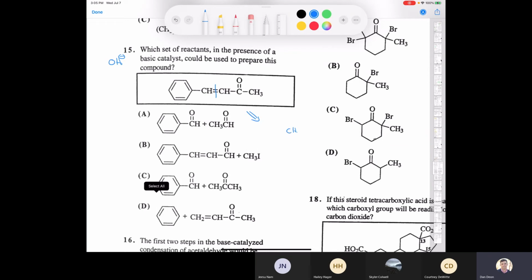So what would your starting material be? It would be acetone, would be one of them, and the other one would be benzaldehyde. There you go. That's it. So you need acetone and benzaldehyde. Is that one of the answers? Better be. Yeah, it's C. So again, just doing a little retrosynthesis here. And again, this is an intermolecular aldol condensation.